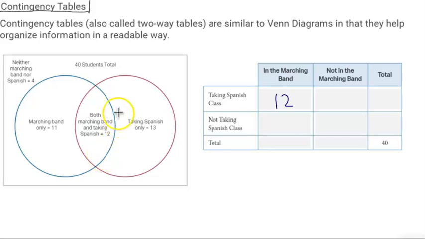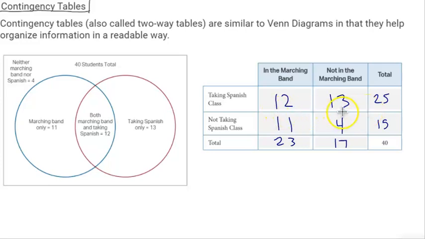So as an example, I look at my Venn diagram and see that there are 12 students taking both marching band and Spanish. So I go over to my contingency table and place a 12 in the box where marching band and Spanish overlap. We then fill in the rest of the numbers the same way. So there's 13 students that take Spanish class only, so they are not in the marching band. There's 11 students that are only in the marching band, so they do not take Spanish. And then we have these 4 students over here that are not in either.